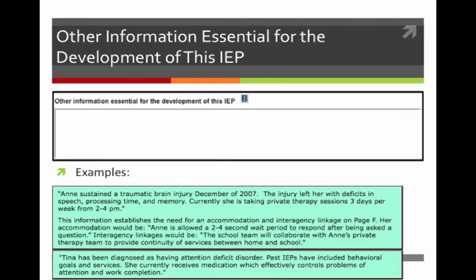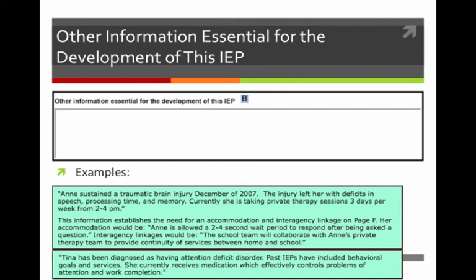Other information essential for the development of this IEP. Here you document information that establishes the need for activities and supports that are not related directly to a goal on the IEP. This is information the team believes is useful to an understanding of the eligible individual's current status and needs, or may require future action throughout the IEP.